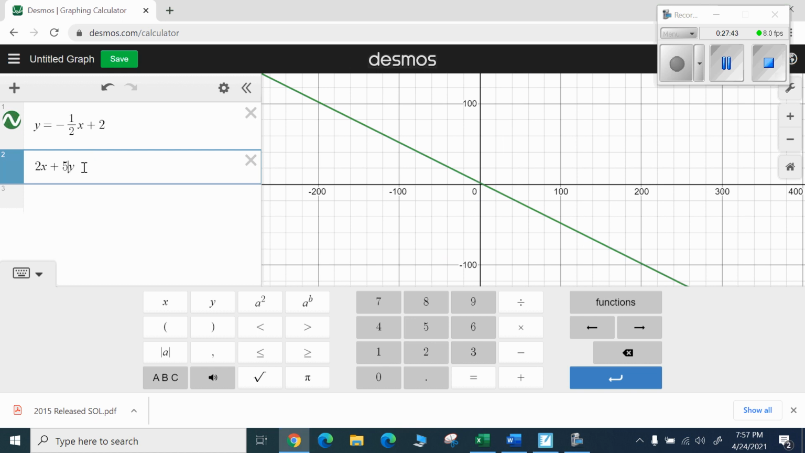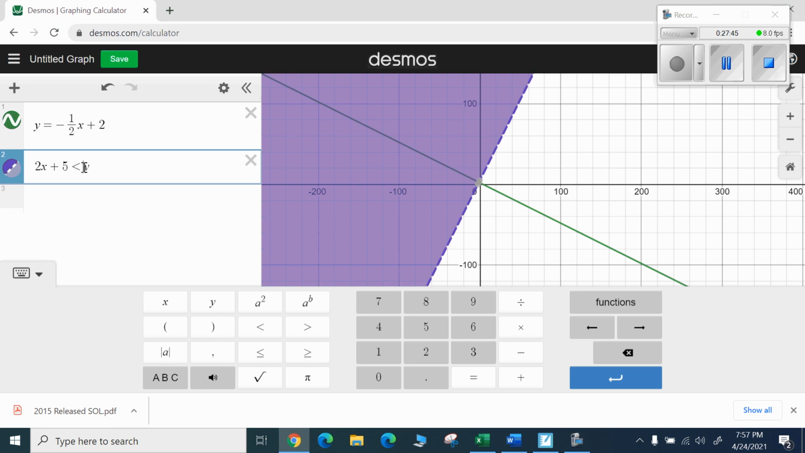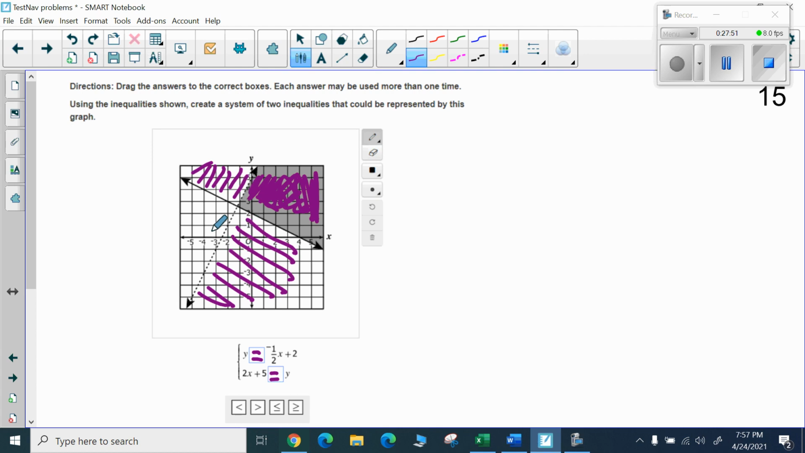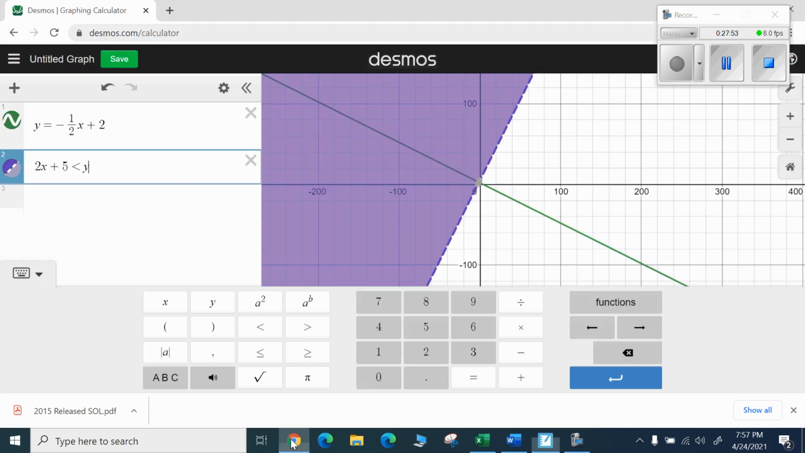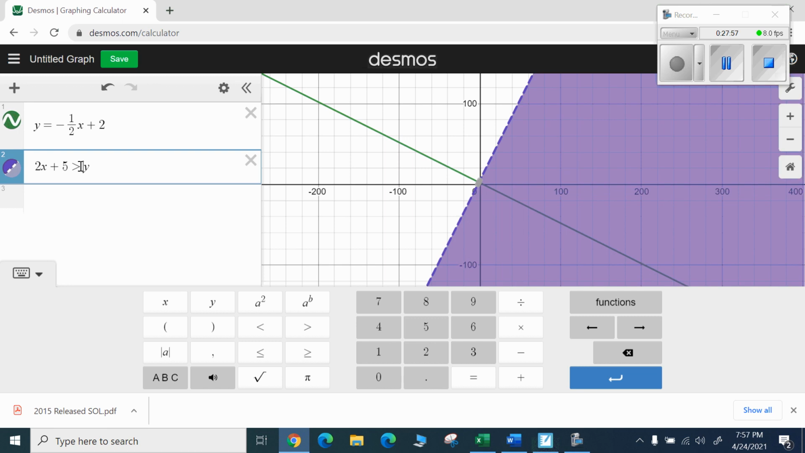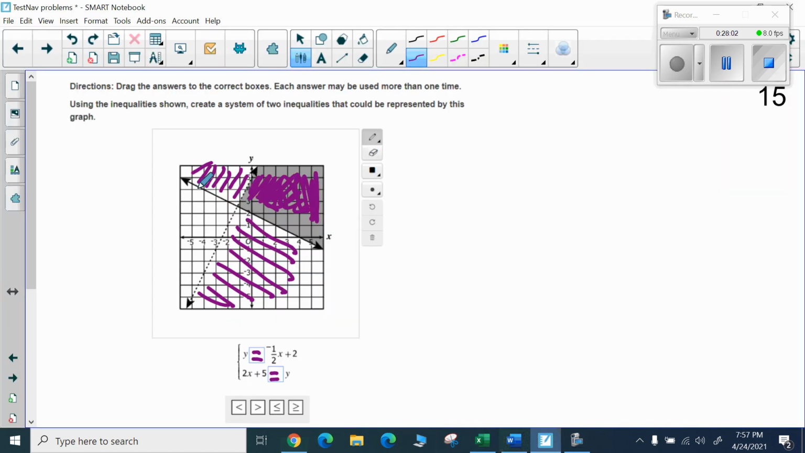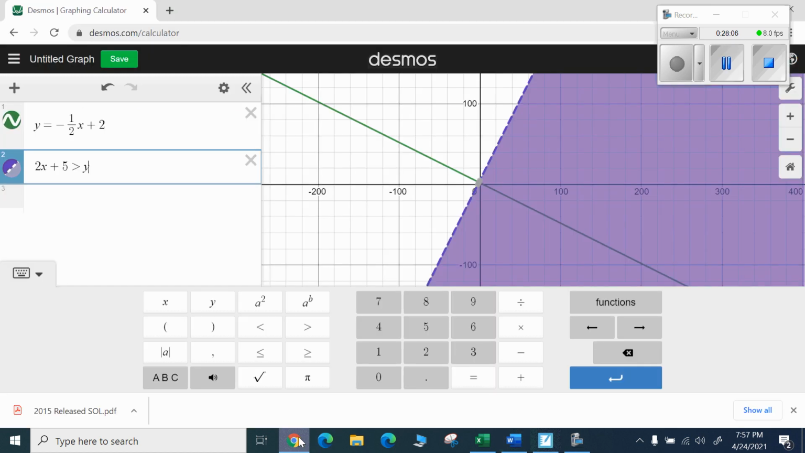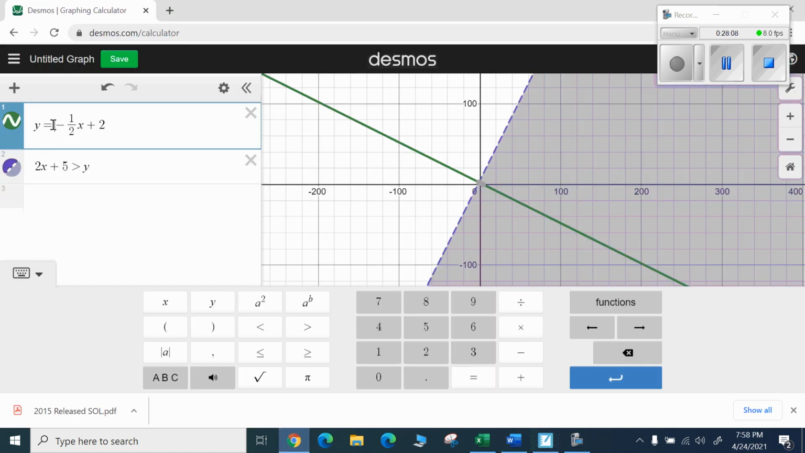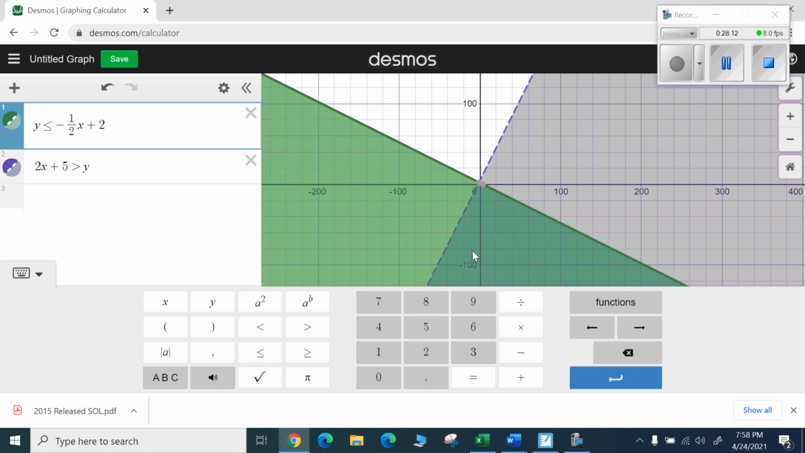So I know it's either going to be less than or greater than. All right, if I make it less than, it shades over here to the left. And I don't want it shaded to the left. I want it shaded to the right. So I'm going to go back and I'm just going to change that to greater than. Okay. For the green line, I want that one to be solid. So it's going to be less than or equal to or greater than or equal to. So let me try less than or equal to. Okay, that shades on the bottom.